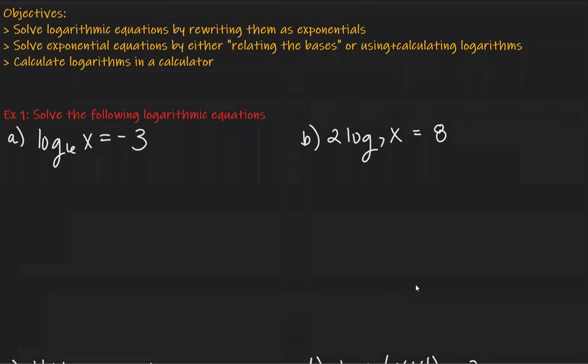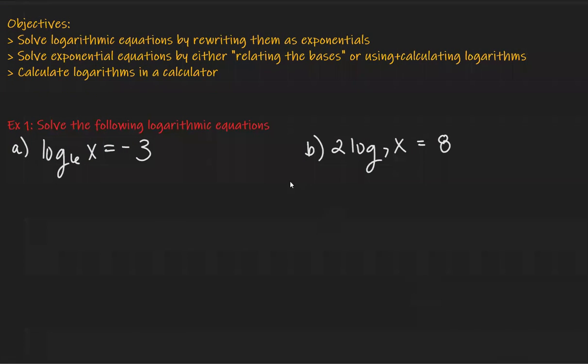Let's just start with some examples. We have a few logarithmic equations here that we want to solve. Let's start by rewriting them as exponential equations. That's going to be our main way to get our answer, because we want to get the x. So how do we rewrite them? If you remember, the base is the same. So the base of the logarithm is the base of the exponential.